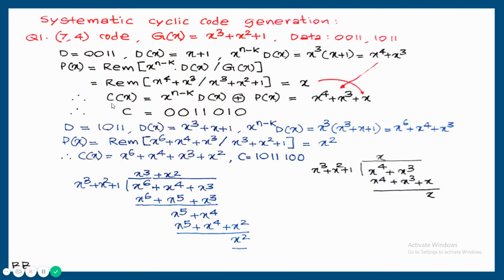Finally, the code is going to return C of x is x raised to n minus k into d of x plus p of x. So the product is x raised to 4 plus x cube and the remainder is x. So final answer is x raised to 4 plus x cube plus x.